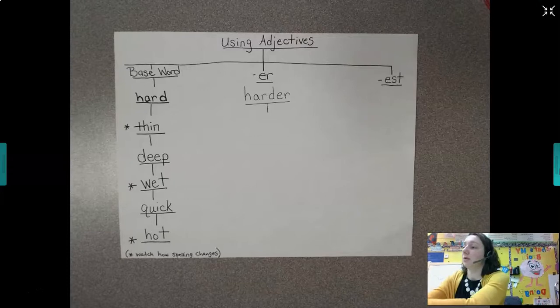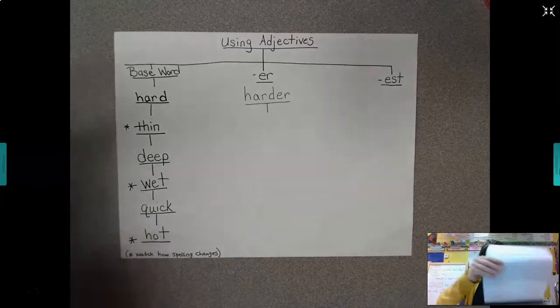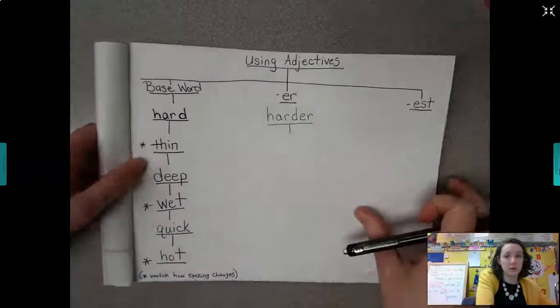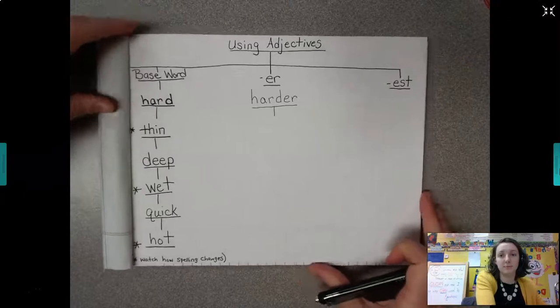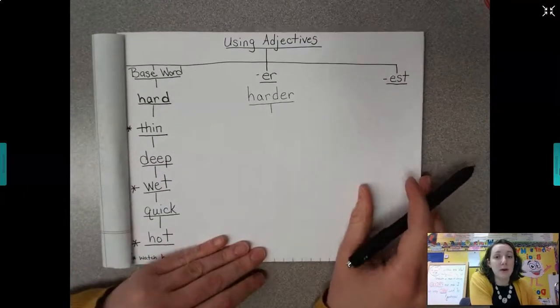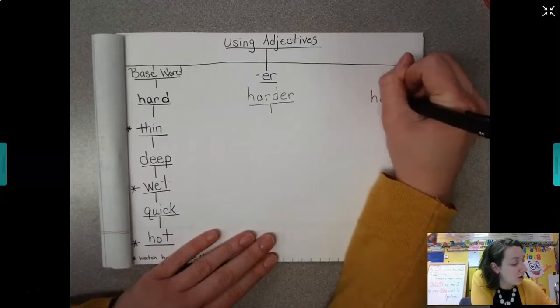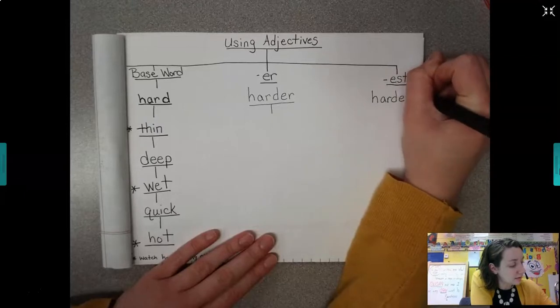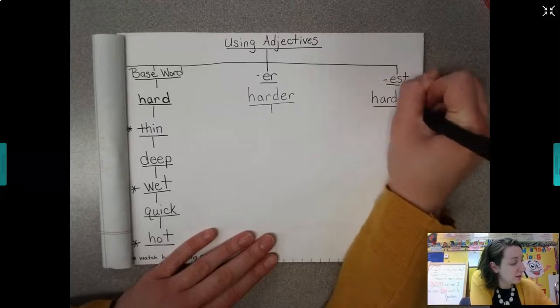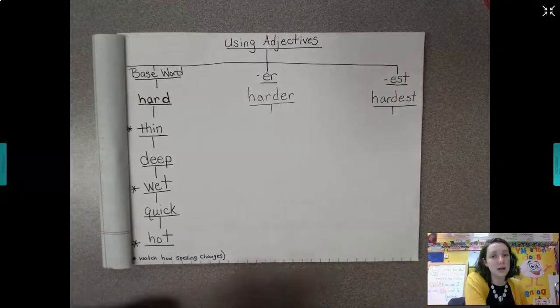So if you were comparing two objects, a pencil is harder than an eraser, right? Something like that. Comparing two items. Just so it's a little easier for me to write. And then EST would be as if you had more than two, and it would be the hardest. It could be like the diamond is the hardest of all the gems. Hardest has an EST.